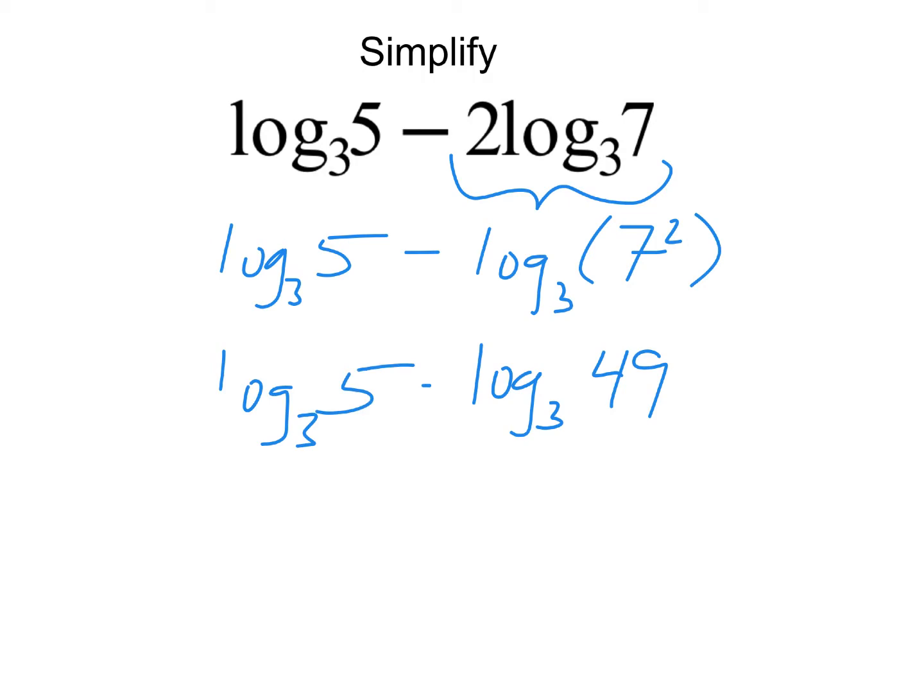But now that I dealt with the 2 that was multiplied, I can now deal with the subtraction, and subtraction tells me to turn it into a single logarithm where I do what with the 5 and the 49? Divide. Yep, the subtraction tells me to go to division. The first number always goes on top, the second number always goes on bottom. And so we got log base 3 of 5/49, and that is our final answer. Again, I'm not taking it any further with the calculator because it says simplify here. It does not say evaluate.